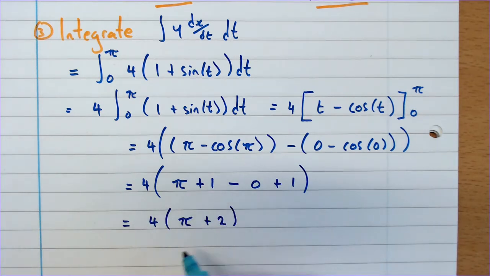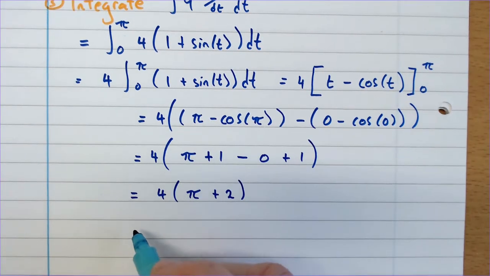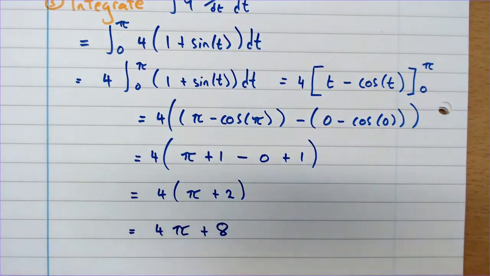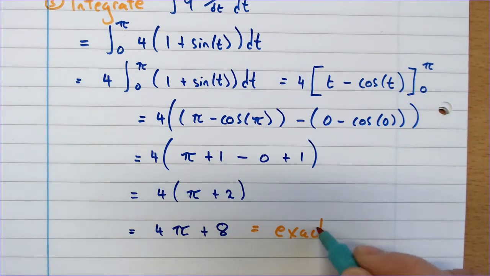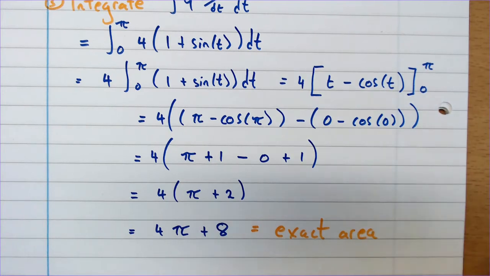So you should have 4 times pi plus 2, or if you multiply your brackets out, 4 pi plus 8. This is your exact area. I am not writing it as a decimal. I will never write it as a decimal unless specifically asked to do so.